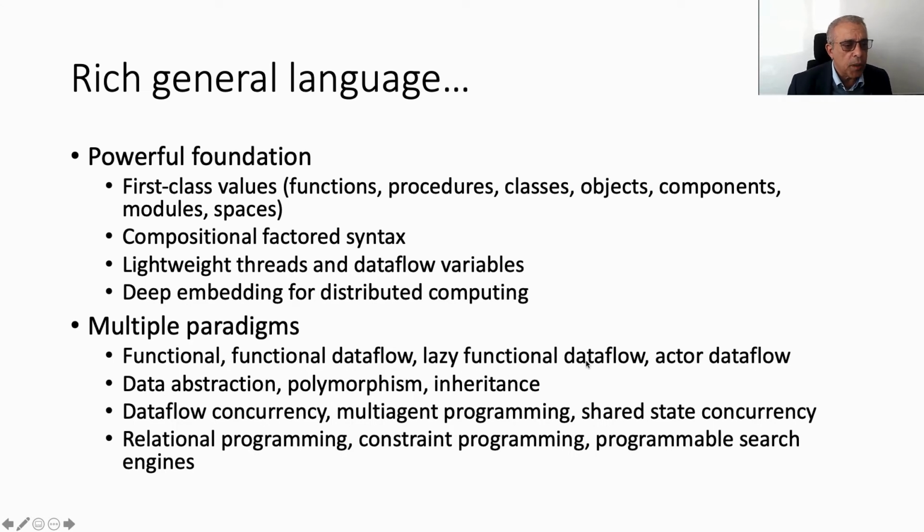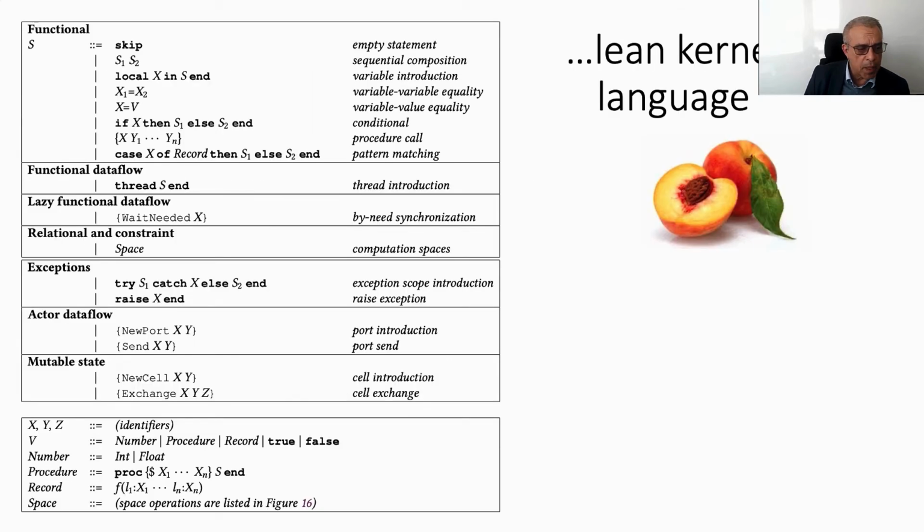From this, we can have all these kinds of paradigms. We can do functional programming, functional data flow, lazy functional data flow, actor data flow. This is very important, actor data flow, and we will explain that later. We can do all various types of data abstraction, polymorphism, and inheritance for object-oriented programming. We can have data flow concurrency, multi-agent programming, shared state concurrency, and then relational programming, constraint programming, and programmable search engine. This is a very important aspect, programmable search engine. This is a concept which Prolog did not have. We are allowed to do programmable search engine, even parallel search engine, within the language itself.